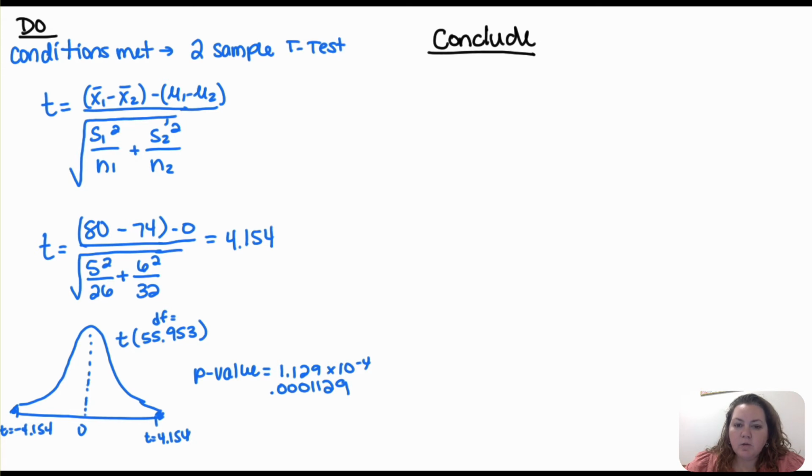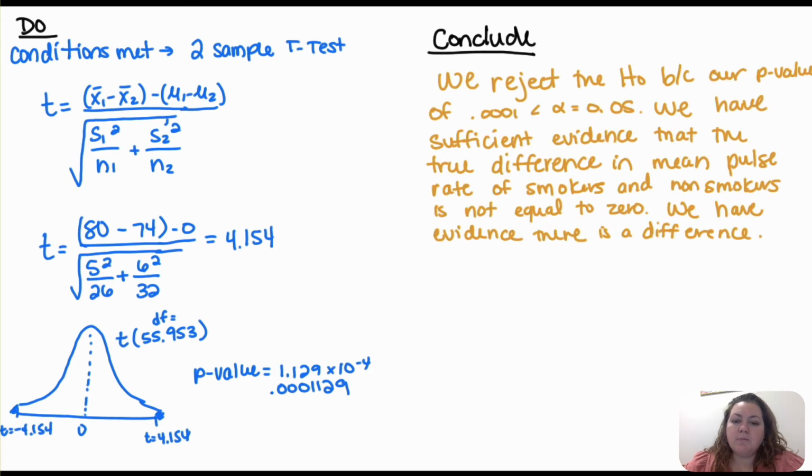All right, our conclusion would be we reject the null hypothesis because our p-value of 0.0001 is less than our alpha value of 0.05. We have sufficient evidence that the true difference in mean pulse rate of smokers and non-smokers is not equal to 0. All right, so we have evidence that there is a difference.